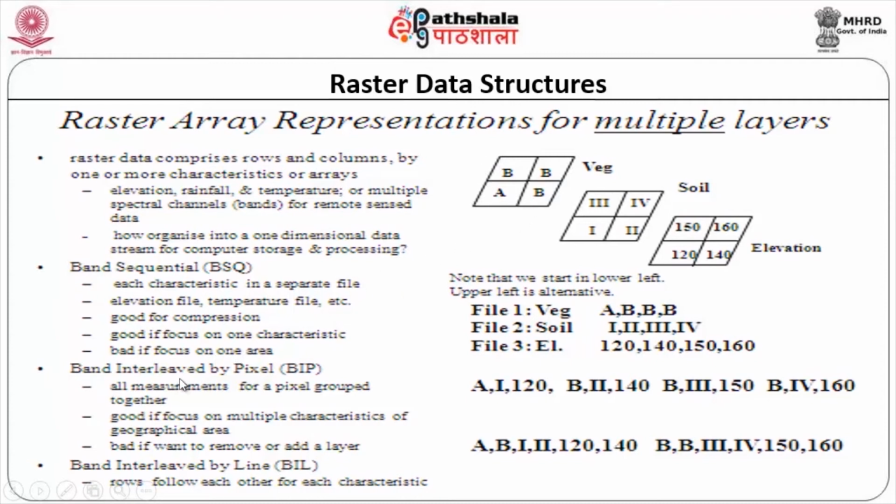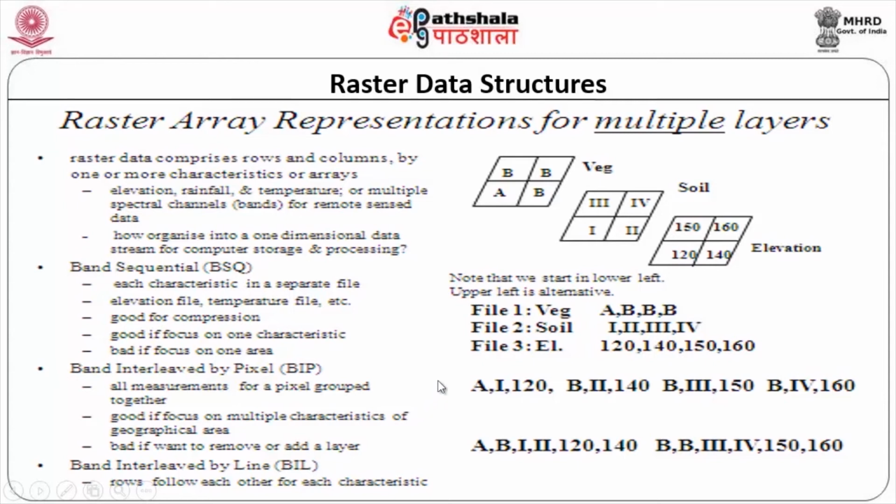Whereas, when you talk about band interleaved by pixel, this is how the storage is done. This is the first pixel of the first band, first pixel of the second band, first pixel of the third band, and first pixel of the fourth band. Then it goes to the second pixel of the first band, second of the second band, second of the third band, and so on. You see how excellently they are doing the storage. So, this will be your band interleaved by pixel.